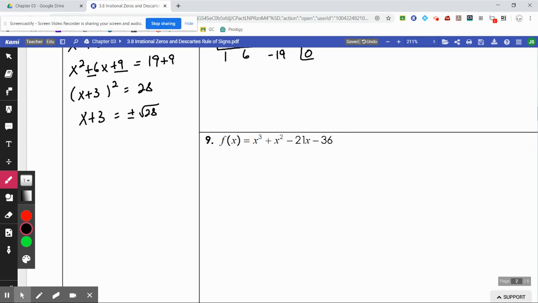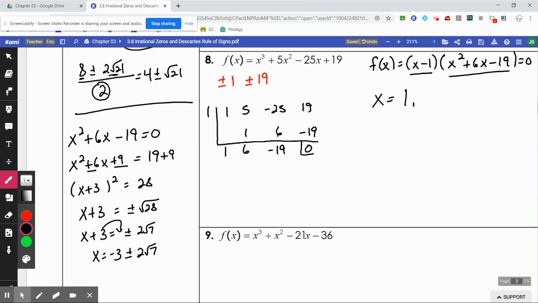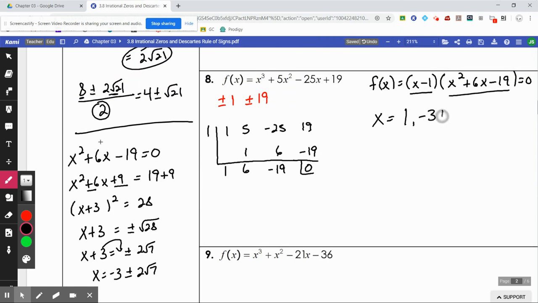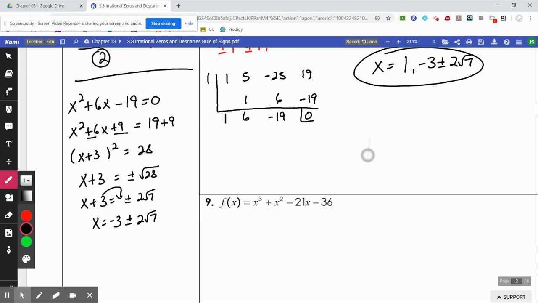And that can be cleaned up. That'd be x plus 3 equals plus and minus 2 root 7. Last step, move the 3 over, and you have negative 3 plus and minus 2 root 7. That's going to be your other two roots. Negative 3 plus and minus 2 root 7. So again, you can use factoring, quadratic formula, or completing the square.